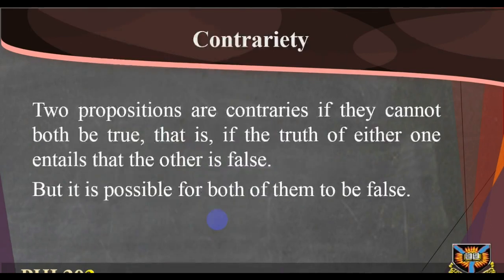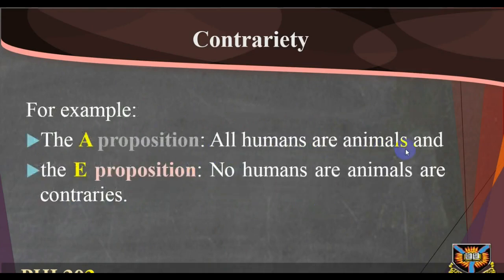2. Contrariety. 2 propositions are contraries if they cannot both be true, that is, if the truth of either one entails that the other is false. But it is possible for both of them to be false. The A proposition, all humans are animals, and the E proposition, no humans are animals, are contraries.